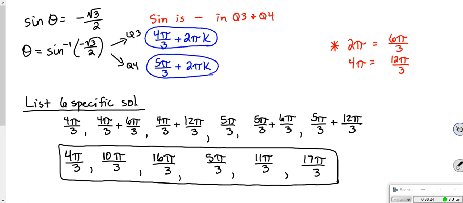Okay, next problem. Again, kind of the same deal, only we don't have to list specific. It says find all solutions of the given equation. Enter your answer as a comma-separated list. Let k be any integer. Round terms to 2 decimal places where appropriate. So I have root 2 cosine theta minus 1 equals 0.